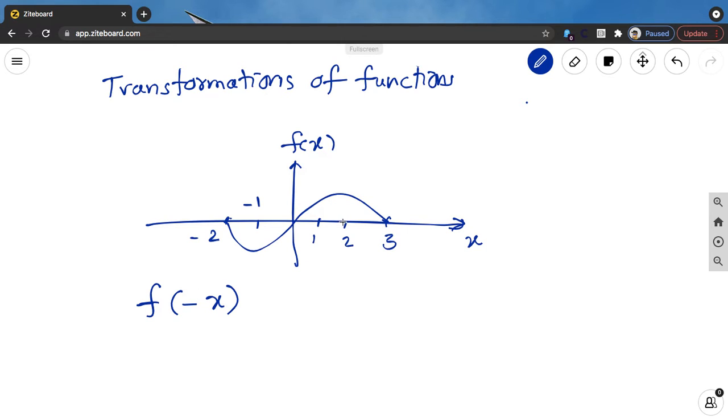Now in the graph that I see, I don't know the equation of the function, but I see a graph. So I'm seeing that at plus 1, I say for example have a value of 1. At 2, I have a value of say 2. At 3, I have a value of 0. At minus 1, say I have a value of minus 1. And at minus 2, I have a value of 0. So this is the graph that I'm seeing.